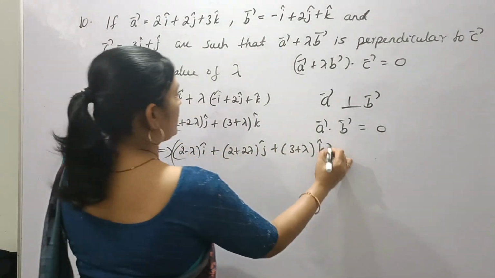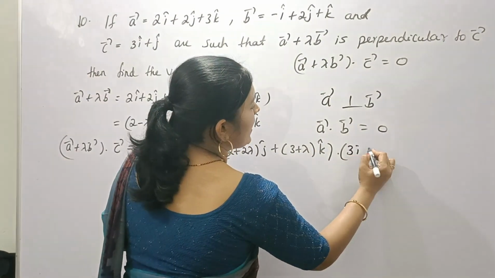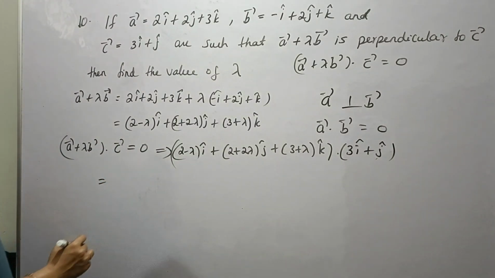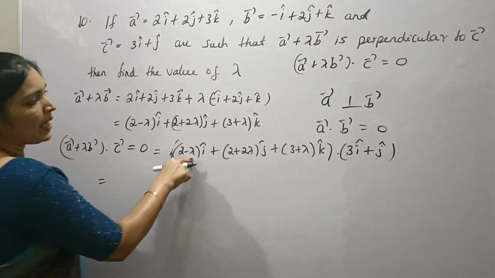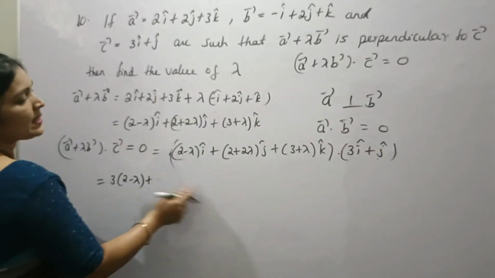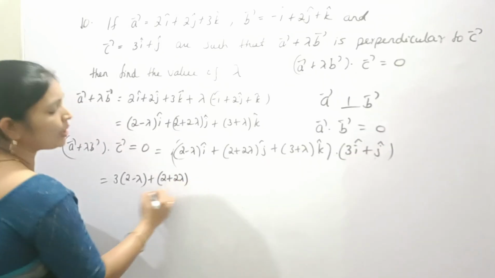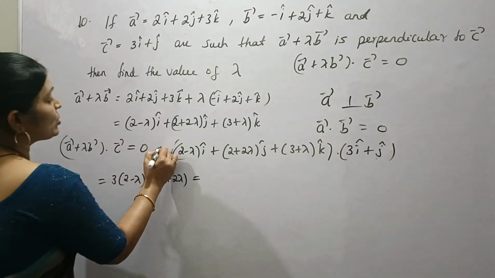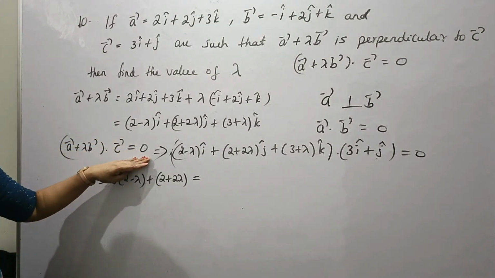dot vector C. Vector C is 3i plus j. That is equal to (2 minus lambda) into 3, plus (2 plus 2 lambda) into 1, and that is equal to 0, right? Their scalar product, the dot product, is 0.